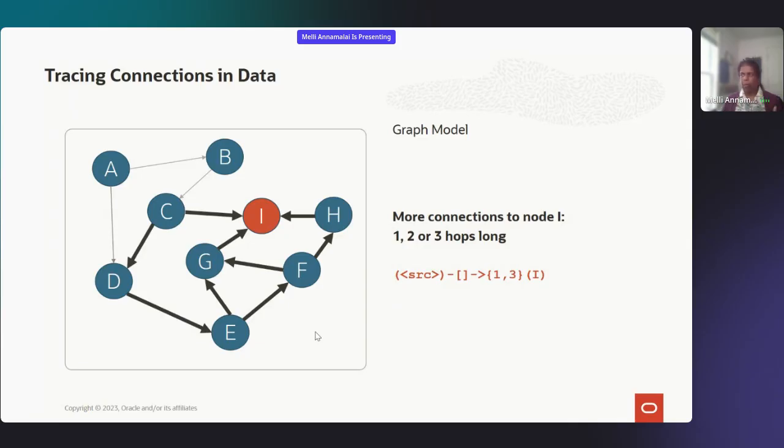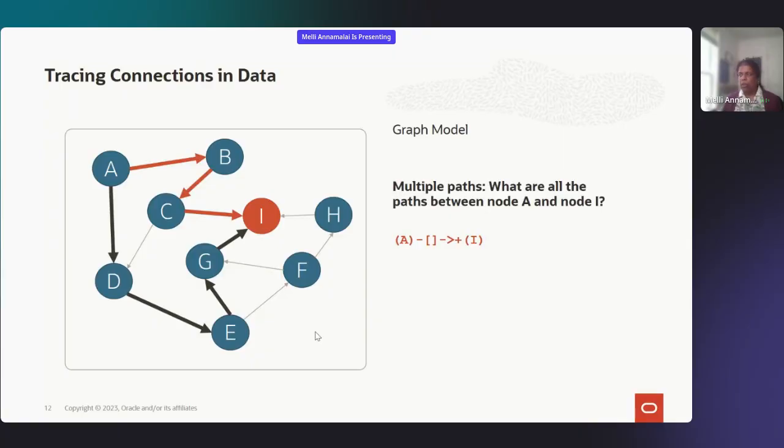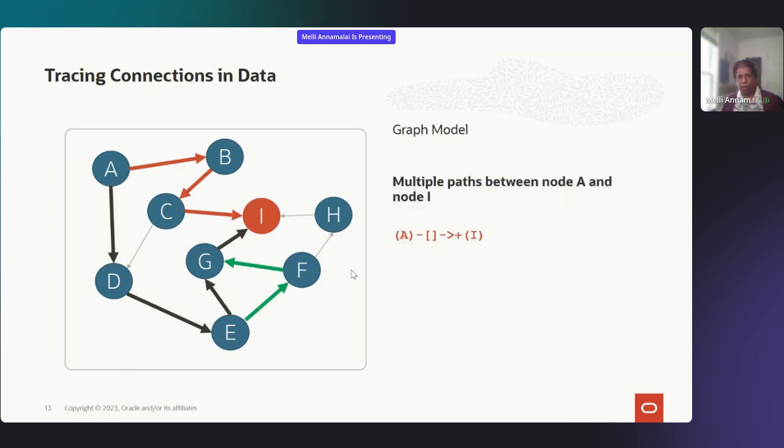And you can keep growing this. You can say, how many hops do I have? And do I have many different paths between the same two entities? I have A, and then I have I, and I have two different paths, or actually multiple paths if you keep looking at this graph. And this is where graphs really shine: finding the different types of connections, finding how long the connections are, and understanding the nature of these connections.